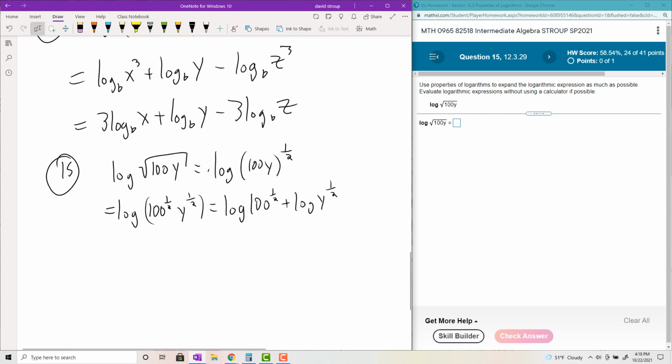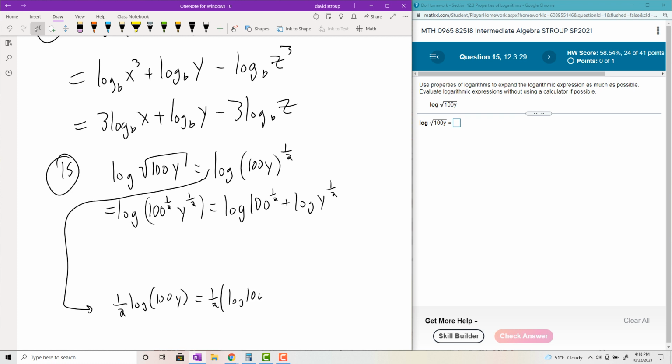But if you didn't want to, there's more than one way to skin the cat. You could say this is just 1/2 log of 100y, right? And then that would be 1/2 times log of 100 plus log of y. And you see what you're going to get is just the same thing as you would get if you took the power rule right here. So 1/2 log of 100 plus 1/2 log of y, right? Because that thing I just wrote is the same thing as this thing, but with the 1/2 distributed.